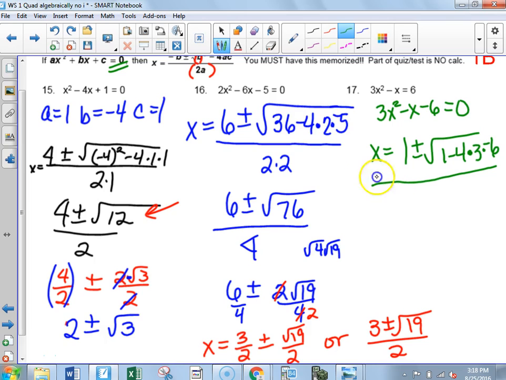Whoops, that's a really long fraction line. Oh, that didn't help. I'm going back with the long fraction line then. All over 2 times 3, or 6. 1 plus or minus the square root of. This is 72, positive or negative? Plus 72, and that 1 makes it 73. Oh, that's not what I wrote.